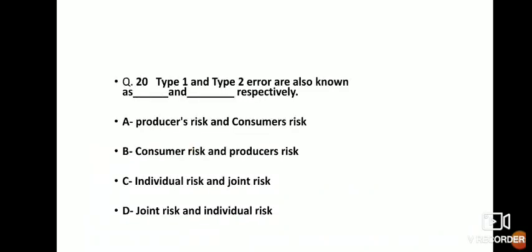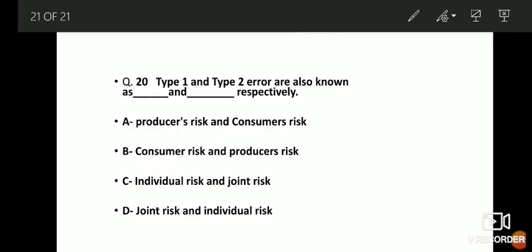The next, type 1 error and type 2 error are also known as DOS and DAS respectively, and given options are producer risk, consumer risk; producer risk, individual risk; joint risk; and joint risk, individual risk. And here the correct answer is type 1 error is known as producer risk, and type 2 error is known as consumer risk. So here the correct answer is option A, that is producer risk and consumer risk.